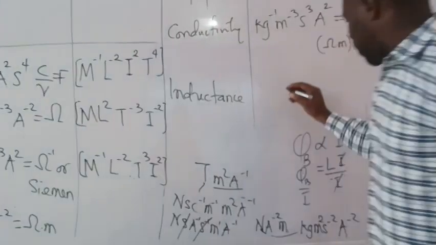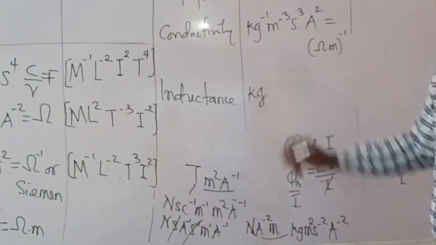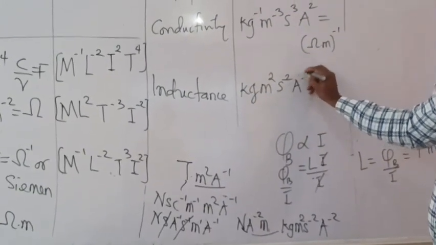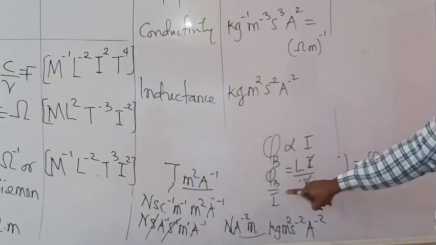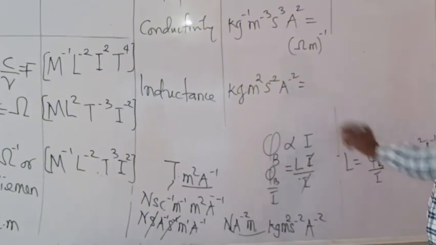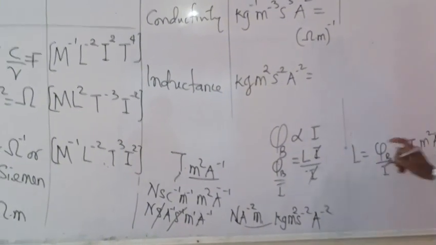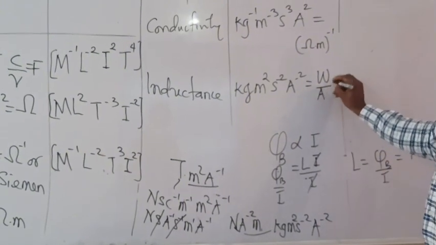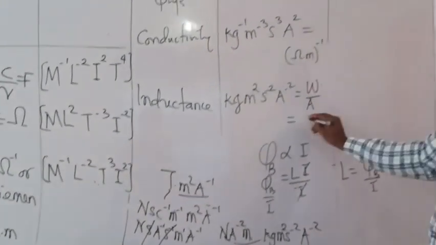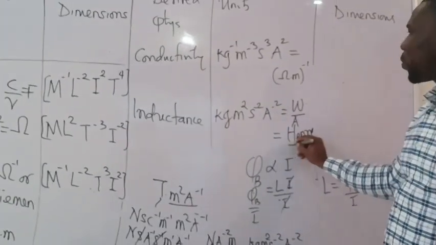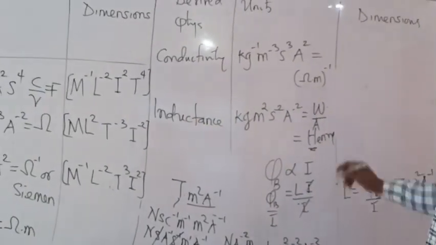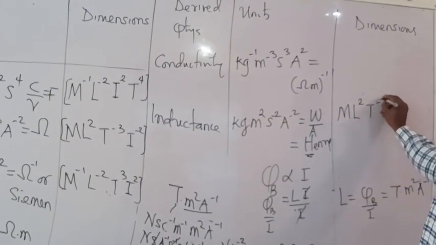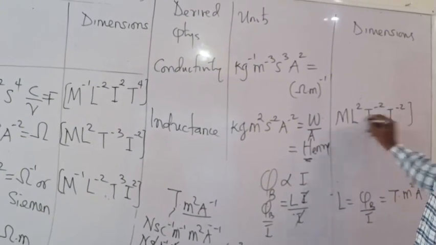So inductance would have its units expressed in the fundamental units as kilogram meter raised to power 2, second raised to power minus 2, ampere raised to power minus 2. And of course, this is also Weber, which is the product of Tesla times square meter. So this is Weber per current, ampere per ampere. But of course, we use the official derived unit, Henry, for self-inductance. And the dimensions could be M, L raised to power 2, T raised to power minus 2, then we have I raised to power minus 2.